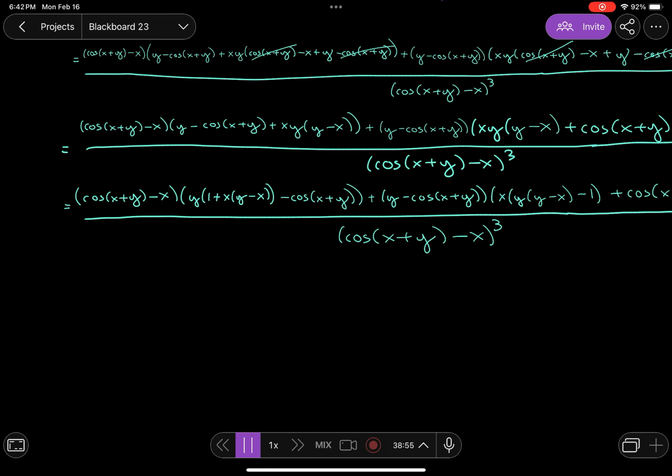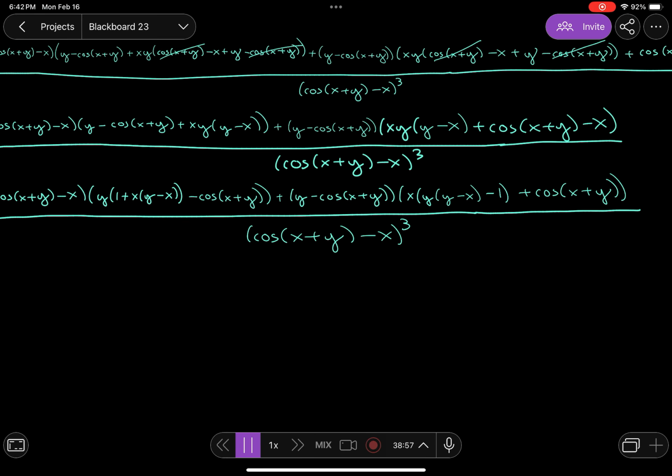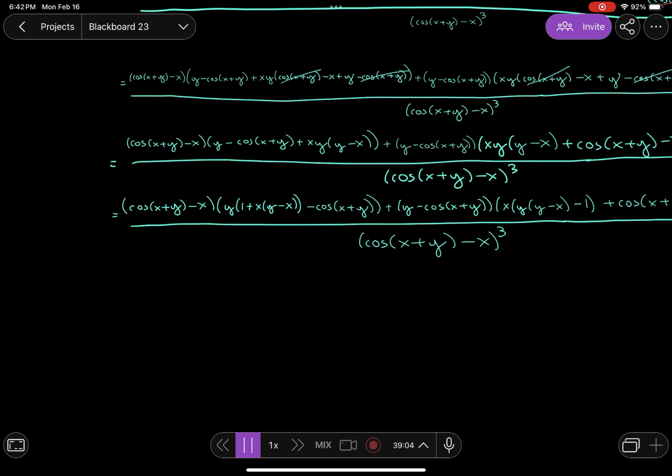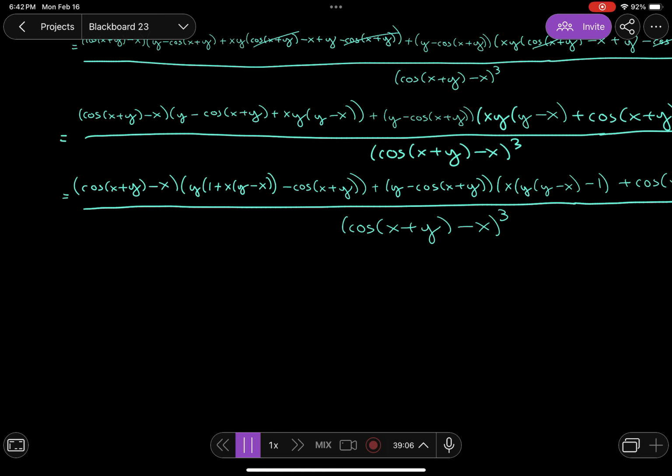Something might happen. So this side's going to produce a minus cosine squared. This one will also produce a minus cosine squared. So we're going to have two of those. XY.